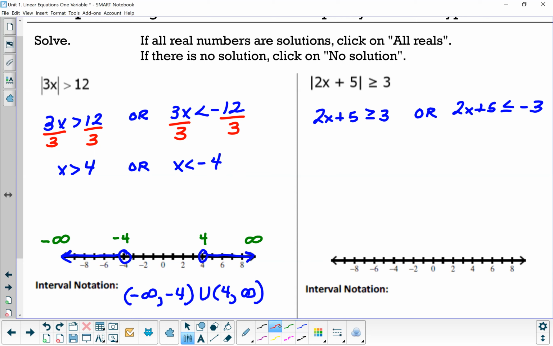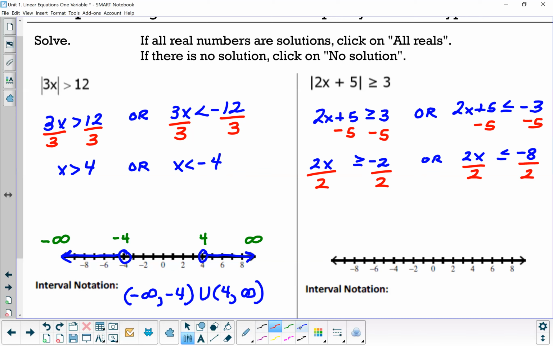Okay, let's solve. Subtract 5 on each side, and you do it to both of these. So the first one, we get 2x is greater than or equal to -2, or 2x is less than or equal to -8. Then we're dividing by 2 on each side. So we have x is greater than or equal to -1, or x is less than or equal to -4.